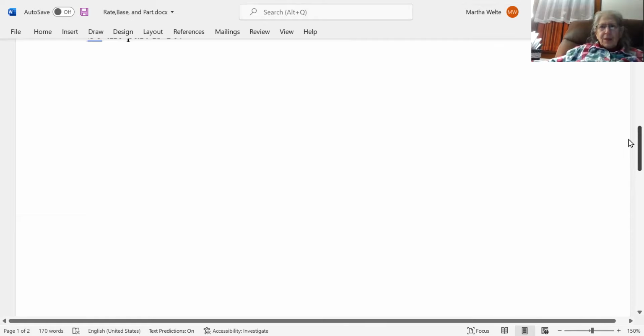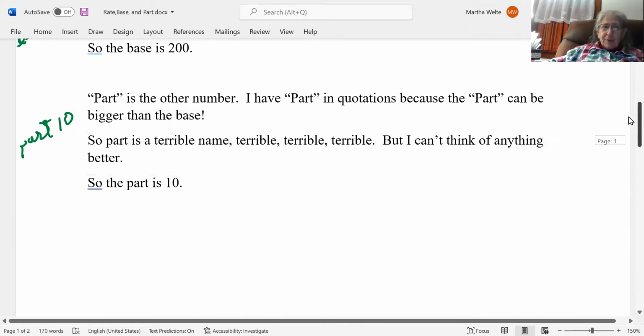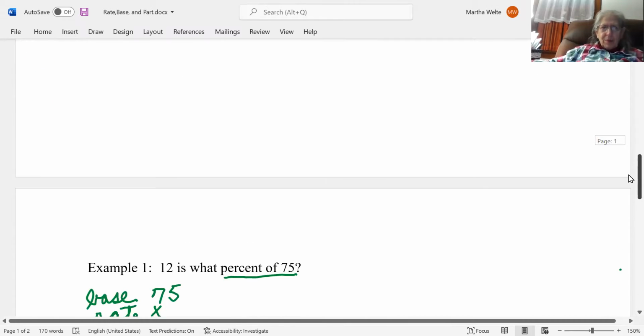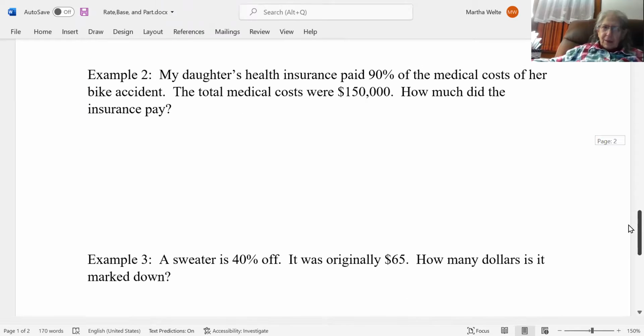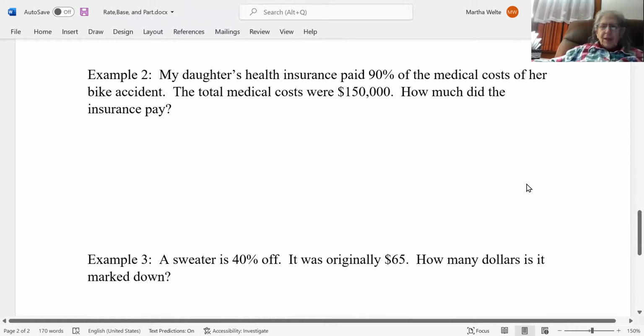Okay, now let's go to the second one. Remember, I'm not solving these problems. I'm just identifying the parts in this video. Next video, we'll worry about that. Now, my daughter's health insurance paid 90% of the medical costs of her bike accident. The total medical costs were $150,000. How much did the insurance pay?